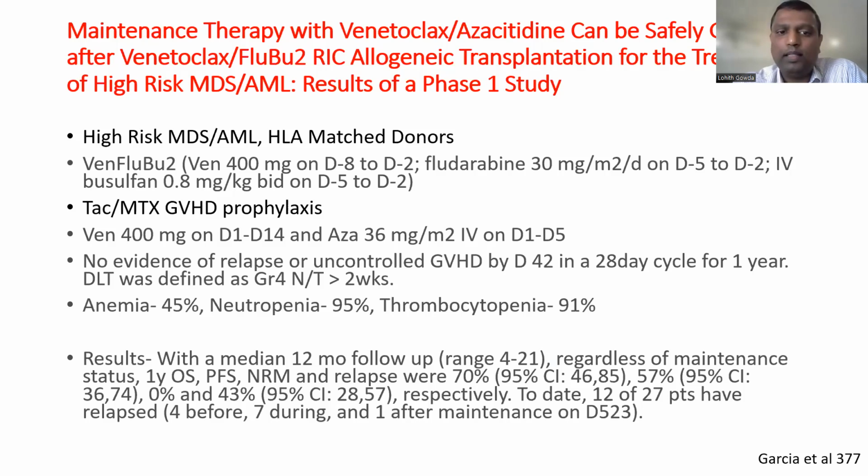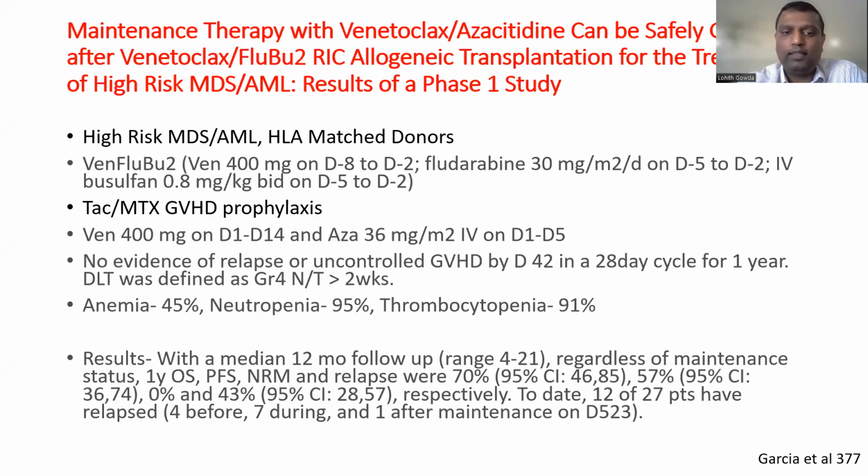The last decade predominantly has focused on using azacitidine as a maintenance, and there are many interesting reports in that regard. But the combination, as you realize, the doublets and triplets are making forays in the non-transplant context, and I also see this now coming in the post-transplant context. And this is one of those phase 1 studies to identify the doses. So they started out with venetoclax 400 milligrams from day 1 to 14. Azacitidine was used at 36 milligrams per meter squared on days 1 to 5.